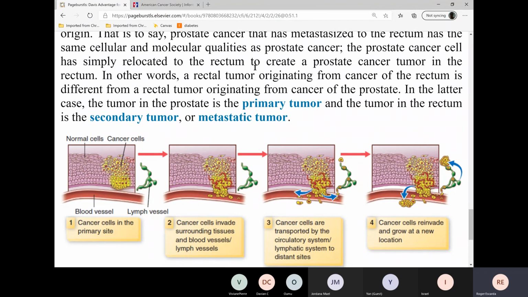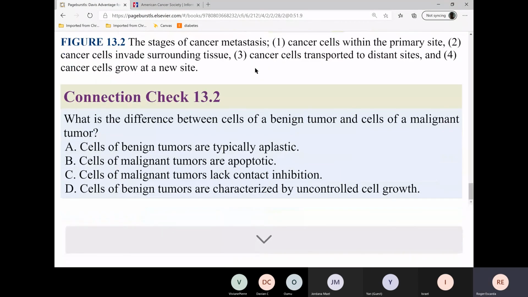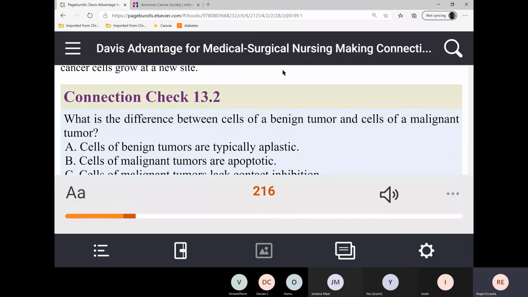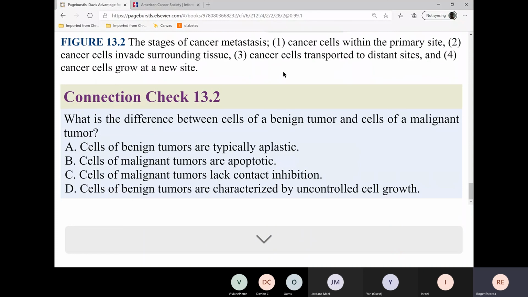All right. We will stop here, page 216. We'll continue next week. The quiz next week will only be up to Guillain-Barré and the thermoregulation problems. I will not include cancer yet. All right.